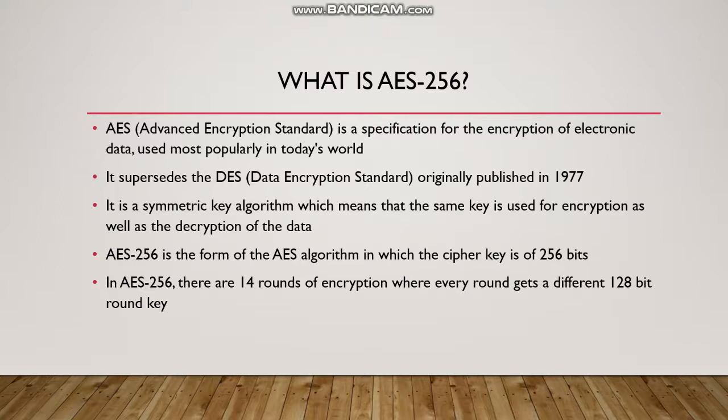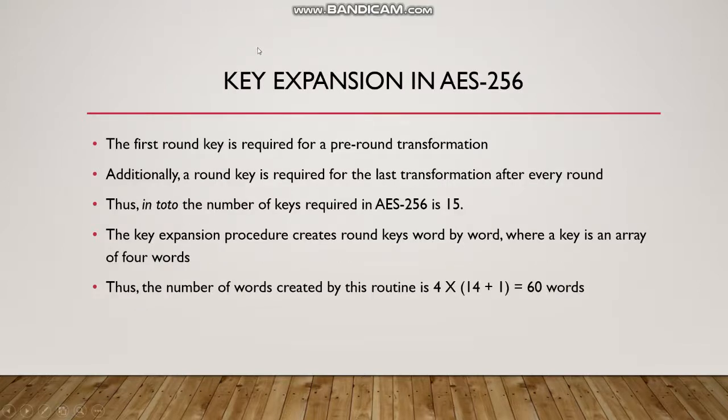In AES 256 there are a total of 14 rounds for encryption, where every round gets a different 128-bit round key. The first round key is required for pre-round transformation. That is, there are a total of 15 round keys required: 14 for each of the 14 rounds and one for the pre-round transformation.